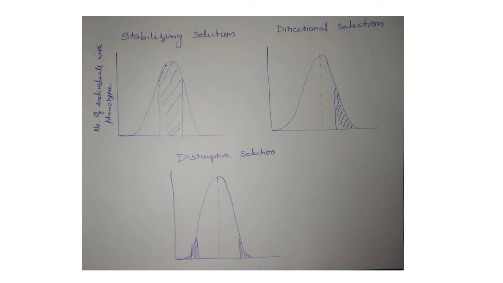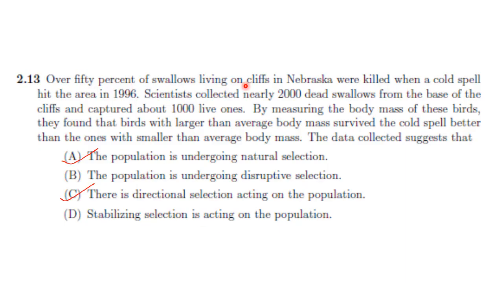Now coming to the next question. Over 50% of swallows living on a cliff in Nebraska were killed when a cold spell hit the area in 1996. Scientists collected nearly 2,000 dead swallows from the base of the cliff and captured about 1,000 live ones. By measuring the body mass of these birds, they found that birds with larger than average body mass survived. So the ones which survived had larger than average body mass and survived the cold spell better than the ones with smaller than average body mass. So the 2,000 dead swallows had smaller than average body mass.